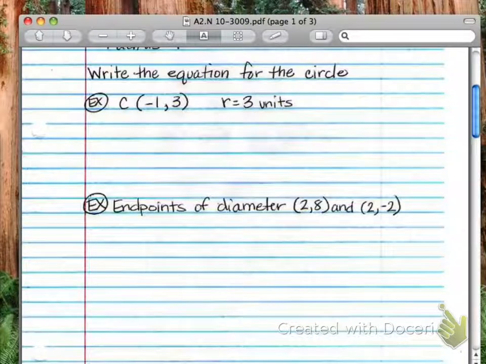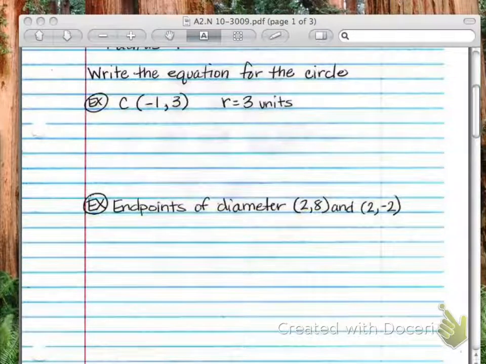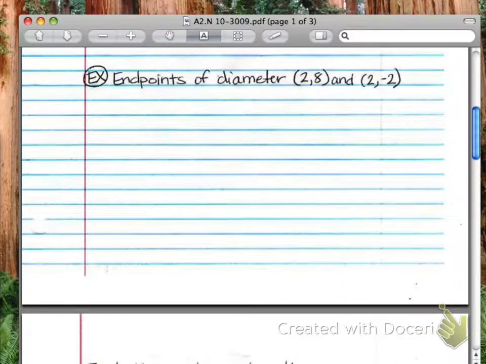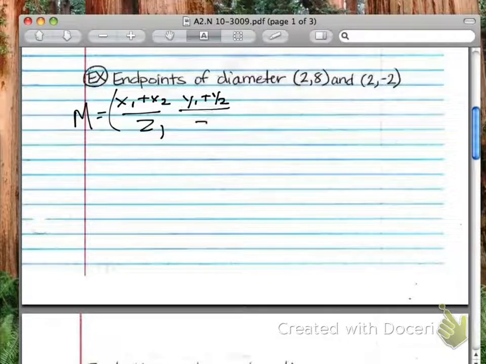Our next example isn't giving us the center anymore. On the contrary, it's giving us a diameter with the endpoints (2, 8) and (2, -2). So, in order for me to find something, what would I need to do? Midpoint. What is the midpoint going to find us? The center of the circle. So, if we want to find the center of the circle, let's use the midpoint formula, which is what? M equals ((x1 + x2)/2, (y1 + y2)/2).